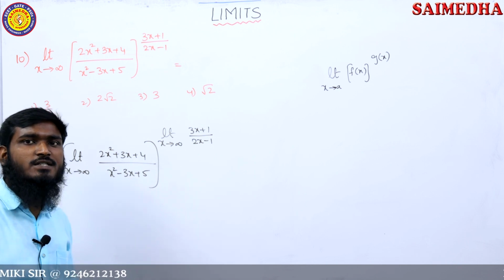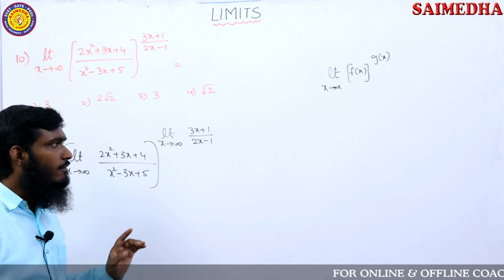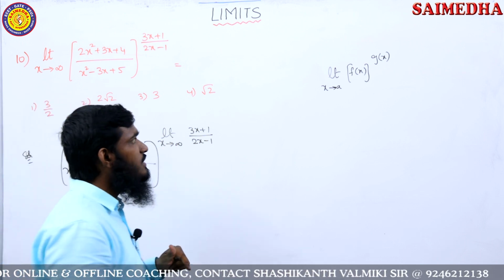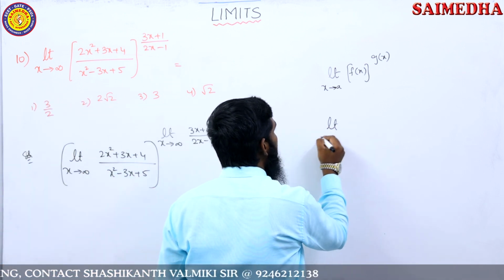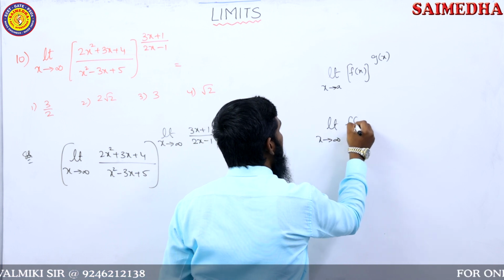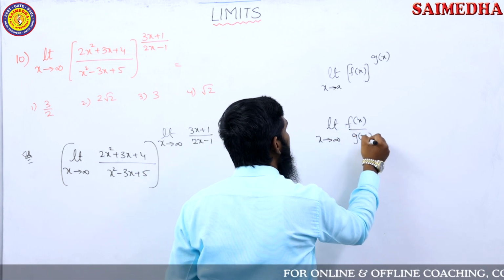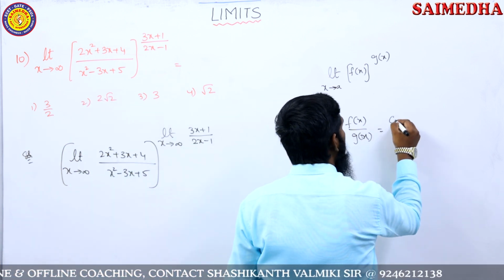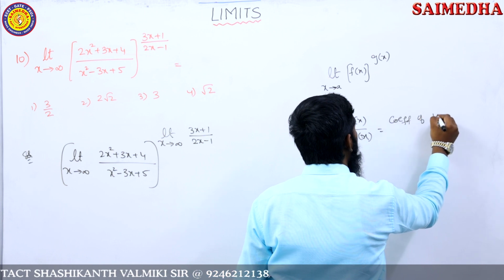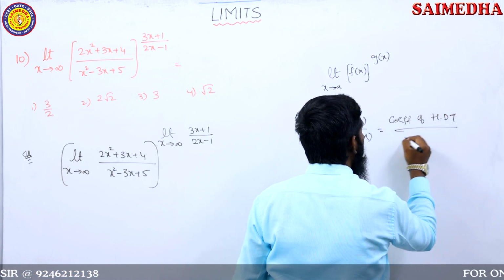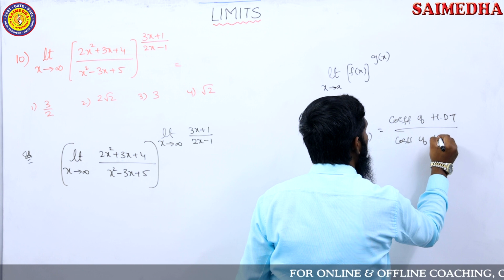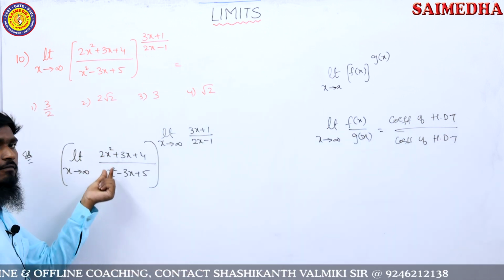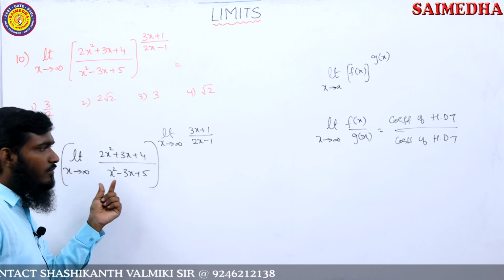Now as we have discussed in one of the models, one of the TSRs, whenever limit x tends to infinity is there and it is in the form of f of x divided by g of x, where f of x and g of x are of algebraic form, then what do we have to take? The coefficient of the highest degree term divided by the coefficient of the highest degree term. That's it. Okay.